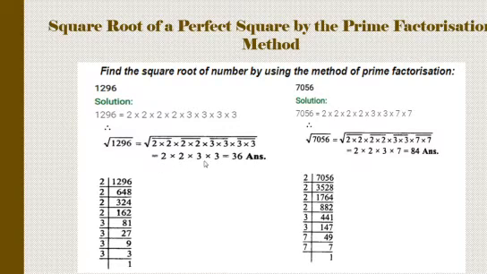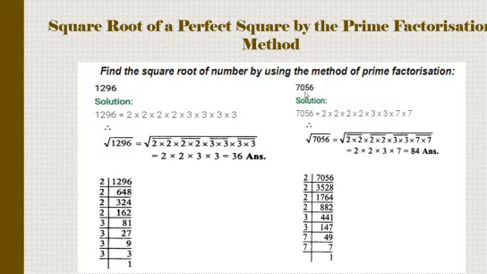Then 2 into 2 into 3 into 3 is 36. So under root of 1296 is 36. Or in other way we can say that 36 square is 1296. Both are vice versa.